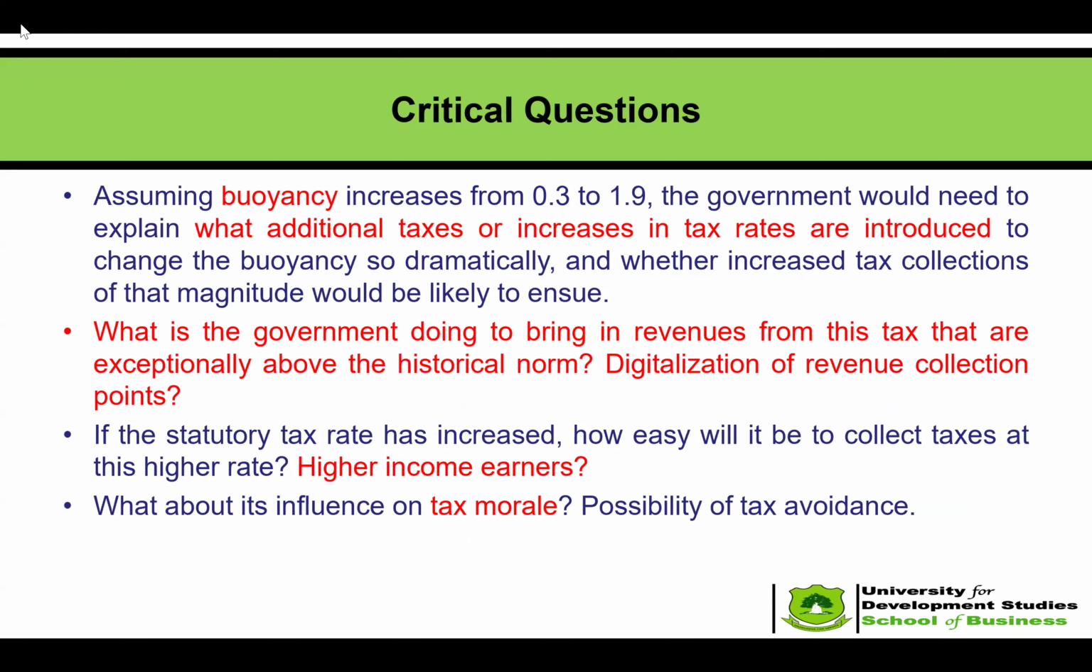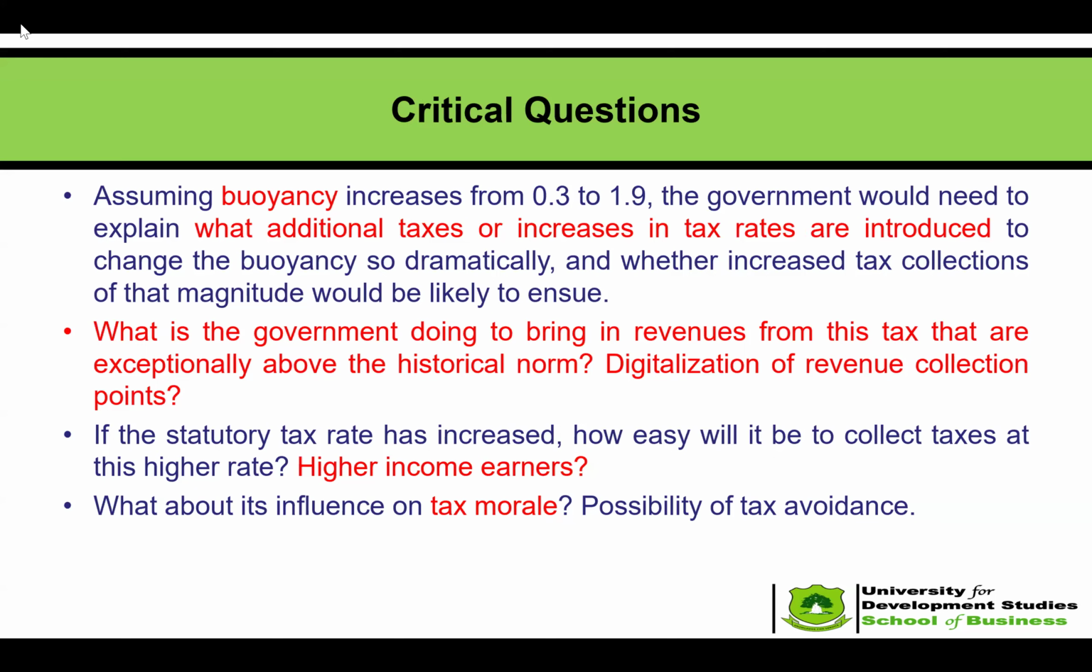So, like I mentioned, if the previous historical tax buoyancy, for instance, ranges between 0.3 and 1.9, and you have a current tax buoyancy estimated at, say, 5, when the last budget's tax buoyancy was 1.9, which is significantly higher than the previous tax buoyancy, then the government needs to answer a lot of questions.